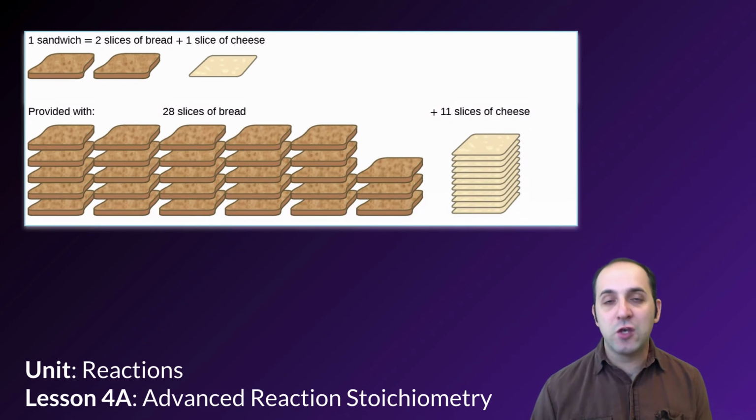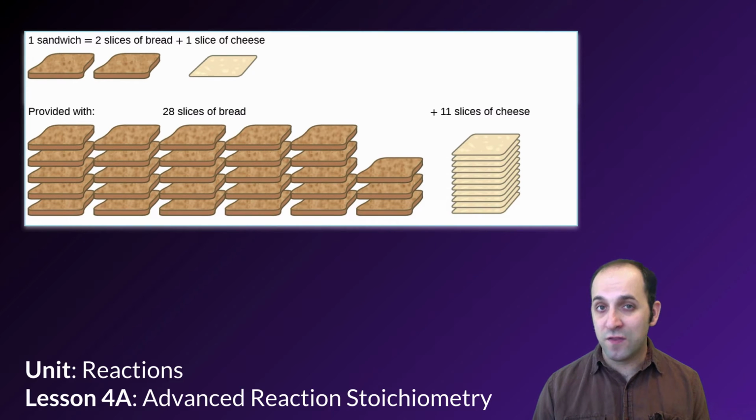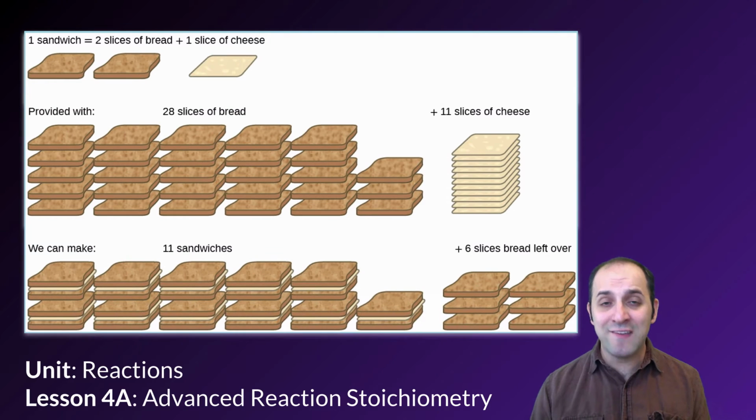What would happen if I had 28 slices of bread and 11 slices of cheese? How many sandwiches could I make? Do you think you know? The answer is 11. I can make 11 sandwiches because I only have 11 slices of cheese. Even though I have enough bread to make 14 sandwiches, I can't make them all because I run out of cheese first. The cheese is limiting what I can do here.